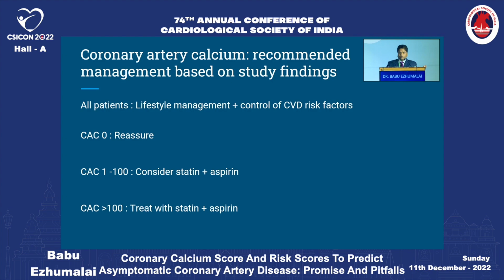Why do we want to know the score? When the CAC score is 0, just reassure the patient. No need to give any statin. Lifestyle modification may be advised. When the CAC score is 1 to 100, you may consider giving a statin or aspirin. When the CAC score is more than 100, you definitely have to treat the patient with statin and aspirin.